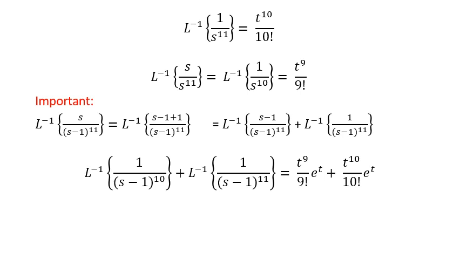Now the inverse of 1 by (s minus 1) raised to 10, you have to remember 1 by s raised to 10. That is t raised to 9 by 9 factorial. And then apply the inverse shifting. Here a is 1, so it is e raised to t. Plus, when you do 1 by (s minus 1) raised to 11, you have to remember 1 by s raised to 11. And that is t raised to 10 by 10 factorial. And apply the inverse shifting. That is e raised to t.